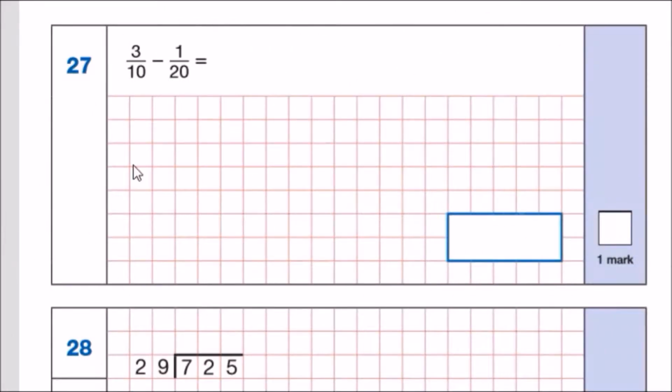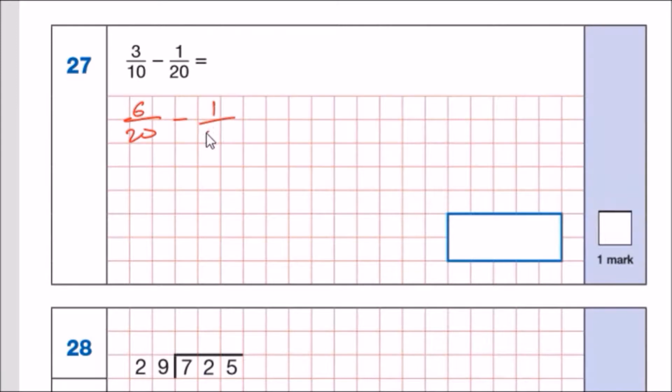Okay, next one. 3 tenths take away 1/20. So notice how the denominators are different. All you have to ask yourself is what they have in common? Well, the lowest common multiple is 20 for both, so you just have to double this first fraction. If you double it, you're going to get 6 over 20.